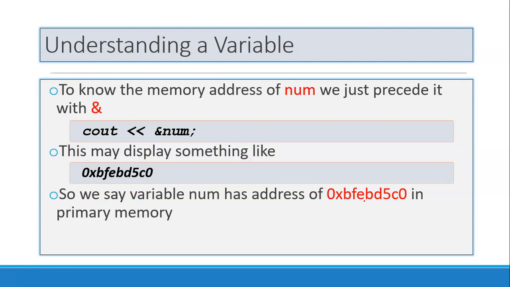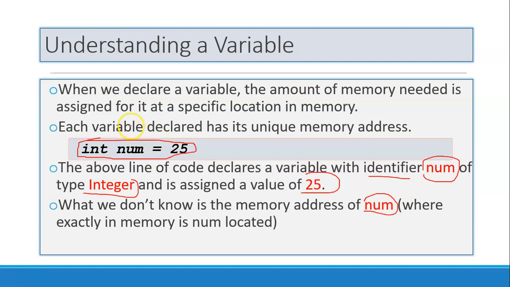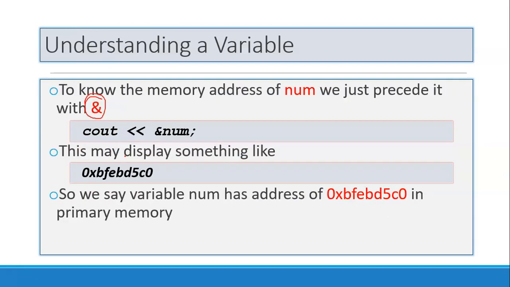There's a way for us to know the memory address of a variable in C or C++. We can get it by using the ampersand. In this case, we have the previous declaration and assignment statement where num equals 25, and here we can have a cout statement. If we just say cout num, it will display the value, which is 25.